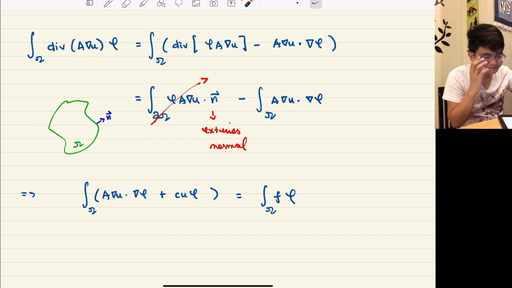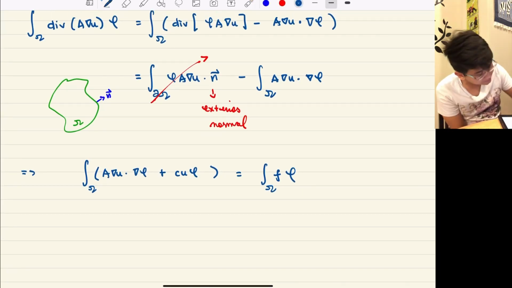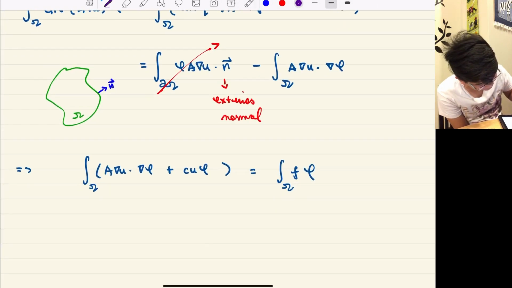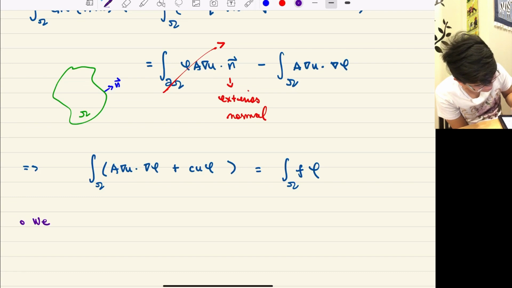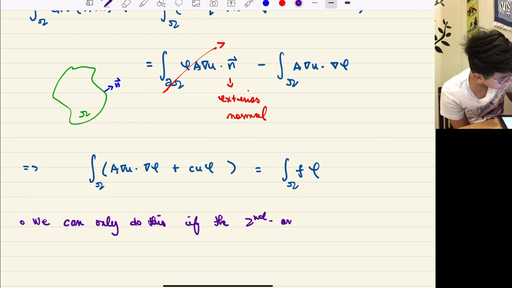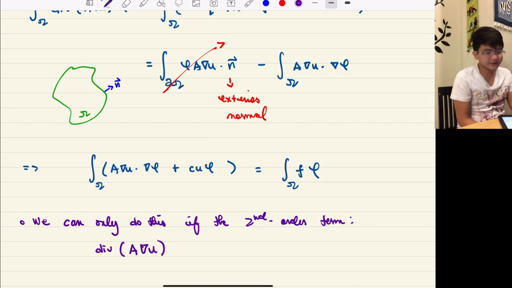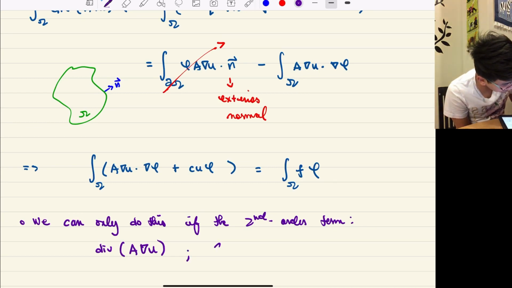Okay, so just some points. Note that we can only do this, so that's a remark, if the second order term is of the form divergence of a grad u. Or in components, this is the sum over ij of the derivative in i of aij times the derivative in j of u.